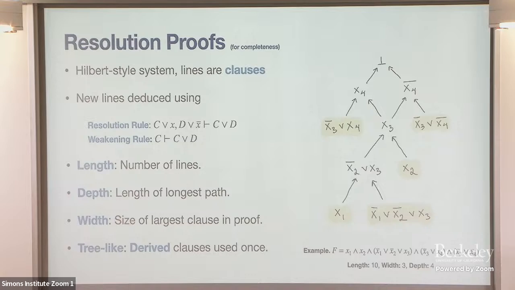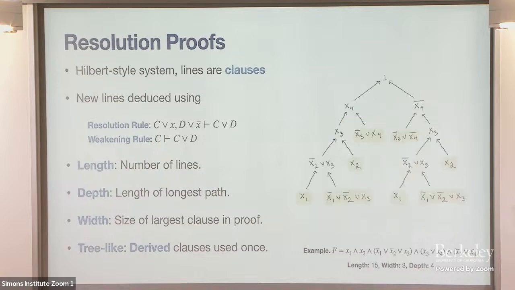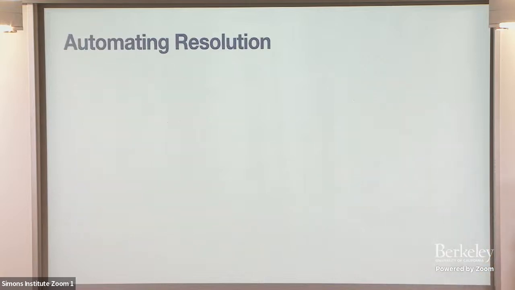But I could always turn it into a tree-like proof. How? Well, just take whatever clause that was used more than once and derive it twice, and then just recursively split. This will cause an exponential blow up in the proof size, but whatever, I can still do the conversion. Does that make sense? Okay, good. This is all review, I'm sure.